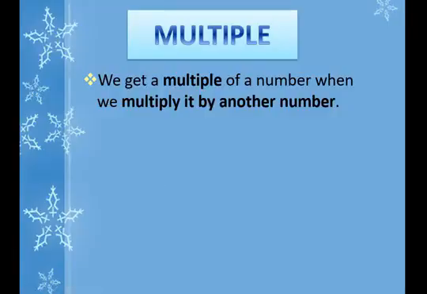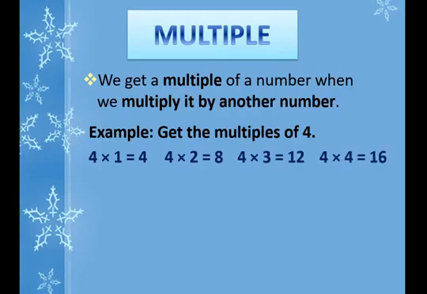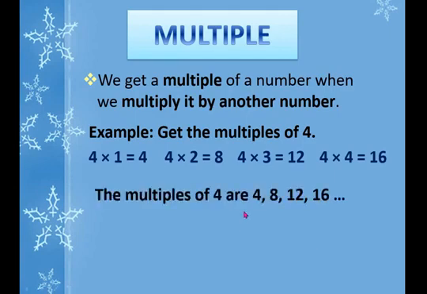What is a multiple? We get a multiple of a number when we multiply it by another number. Example, get the multiples of 4. 4 times 1 equals 4. 4 times 2 equals 8. 4 times 3 equals 12. 4 times 4 equals 16. The multiples of 4 are 4, 8, 12, and 16.